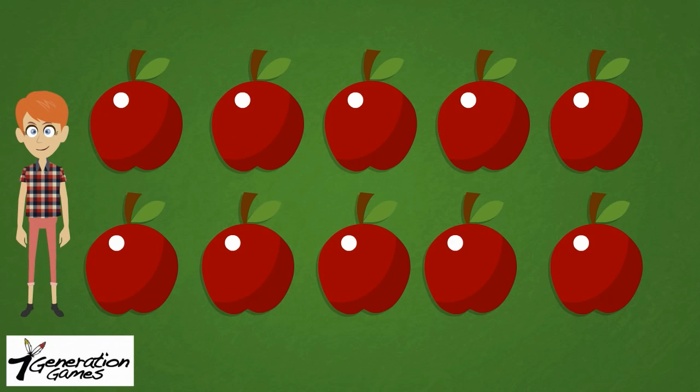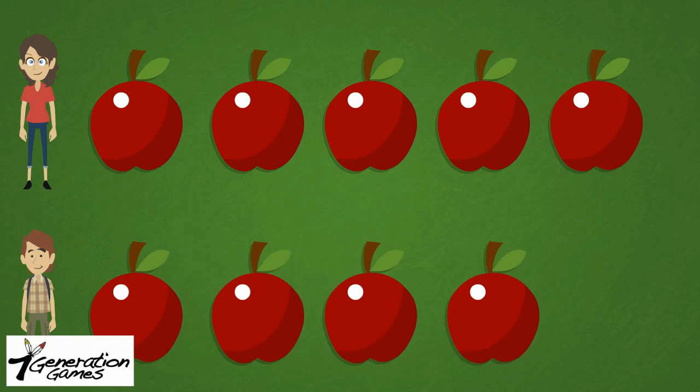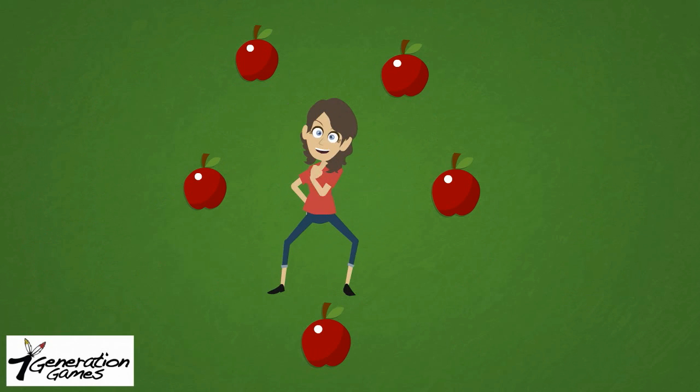Now let's look at Jill's 10 apples. Half of 10 is 5. Meg has half as many apples as Jill, so Meg has 5 apples. If Joe has 4 apples and Meg has 5, then we have the answer to our question. Meg has more apples than Joe.